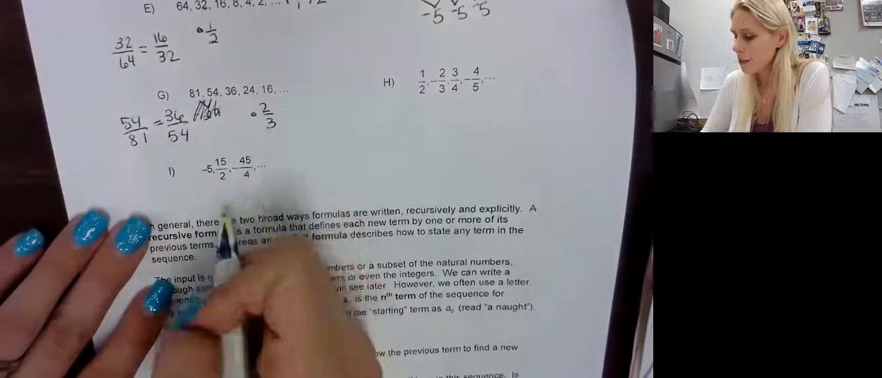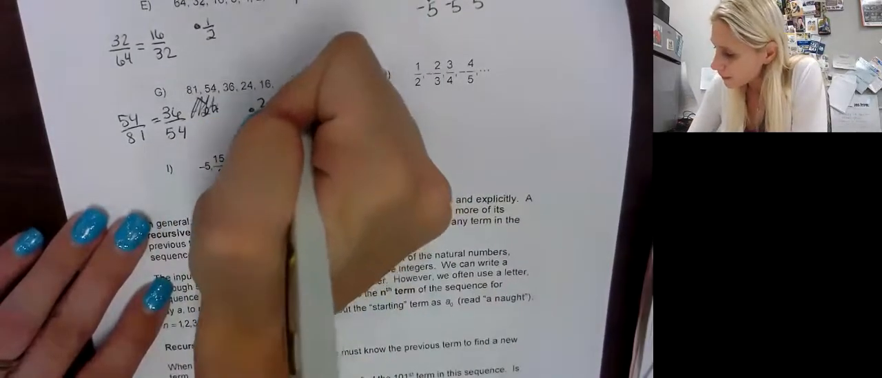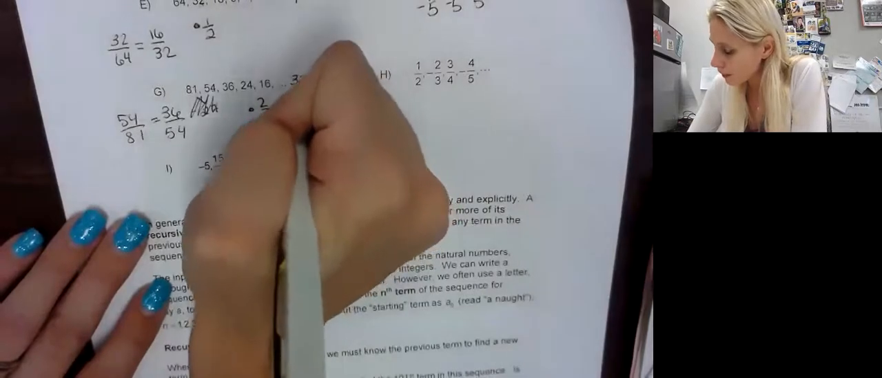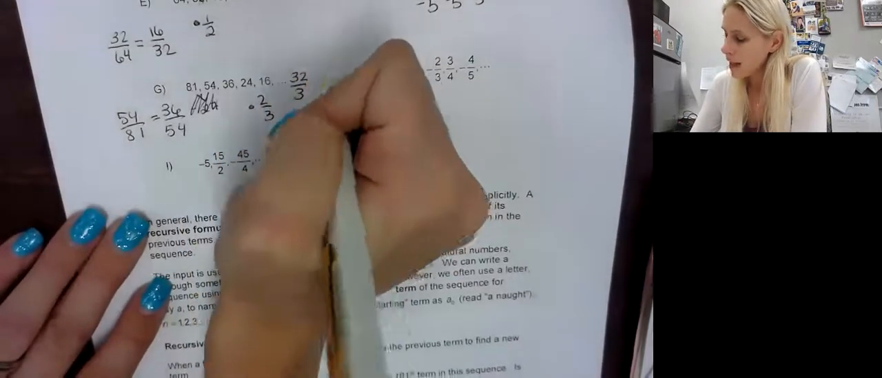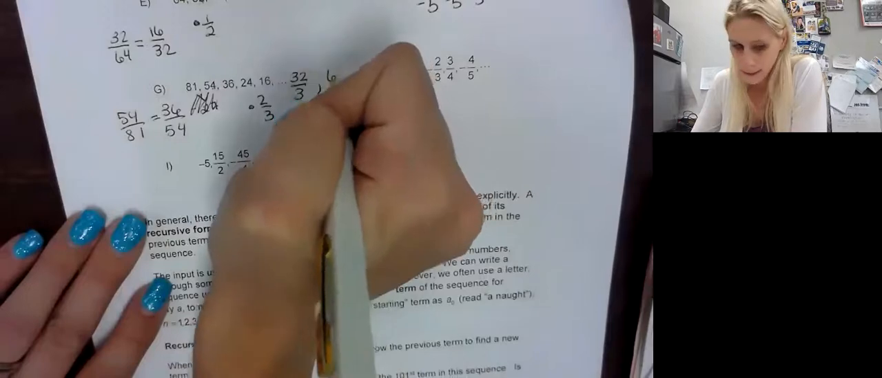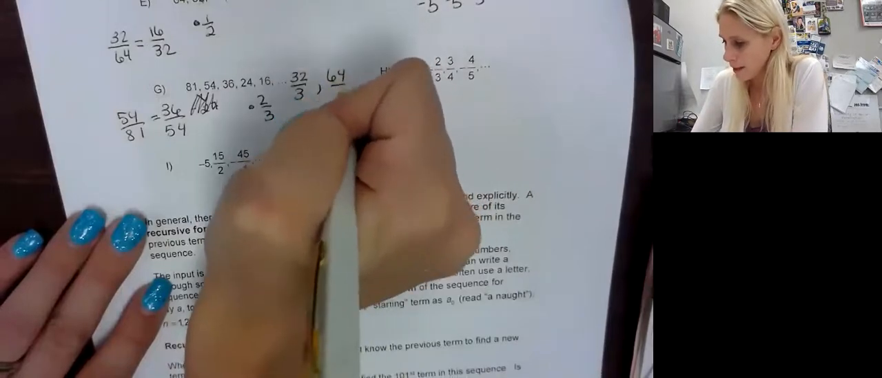So if we continue doing that, the next value would be 32/3. And then the next one would be 64/9.